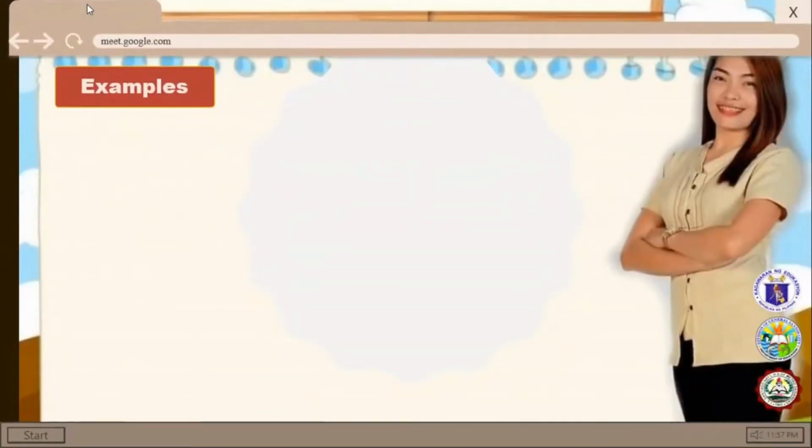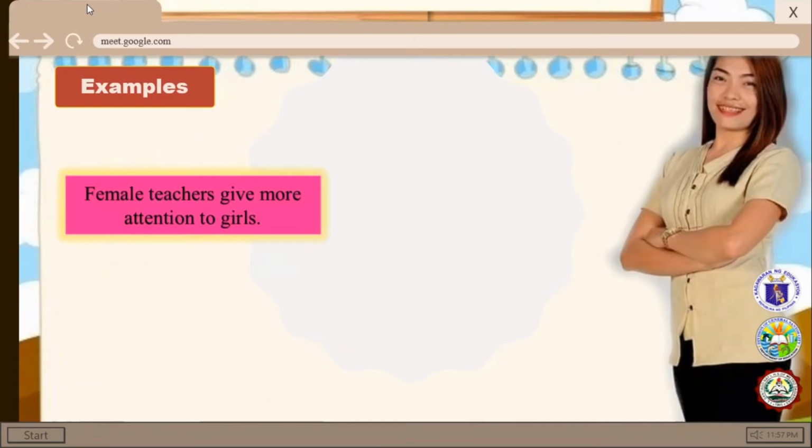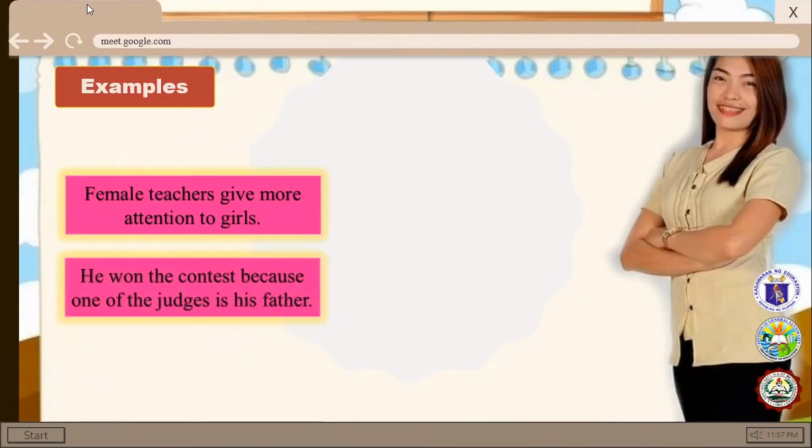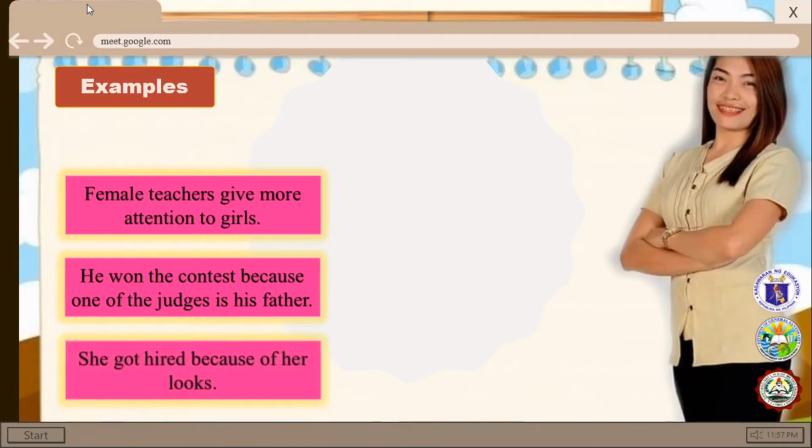For better understanding, let's look at some examples. Number 1. Female teachers give more attention to girls. Number 2. He won the contest because one of the judges is his father. Number 3. She got hired because of her looks. Clearly, these examples show bias. A person's decision is based on preference or personal choice and taste.